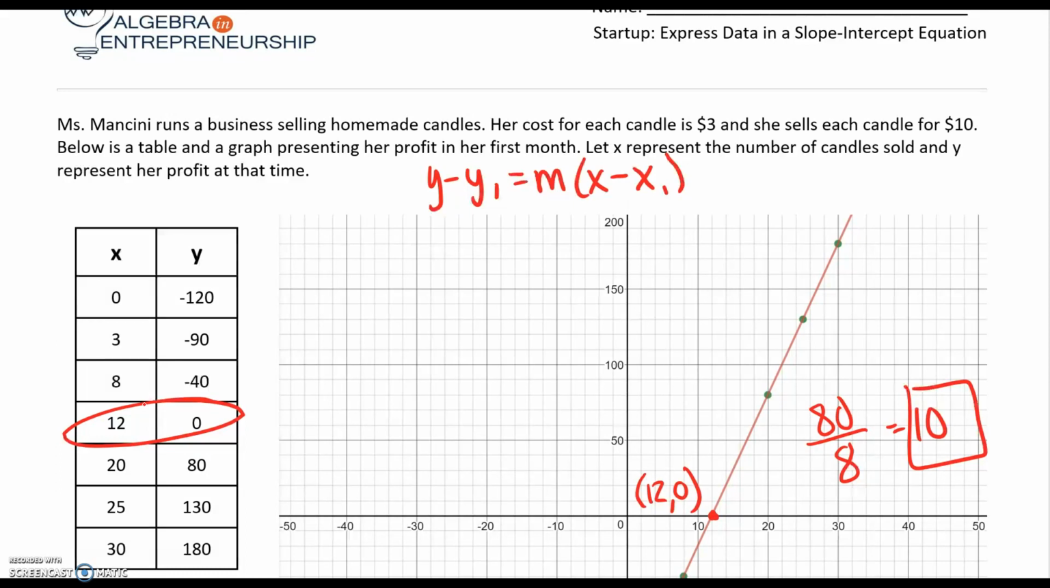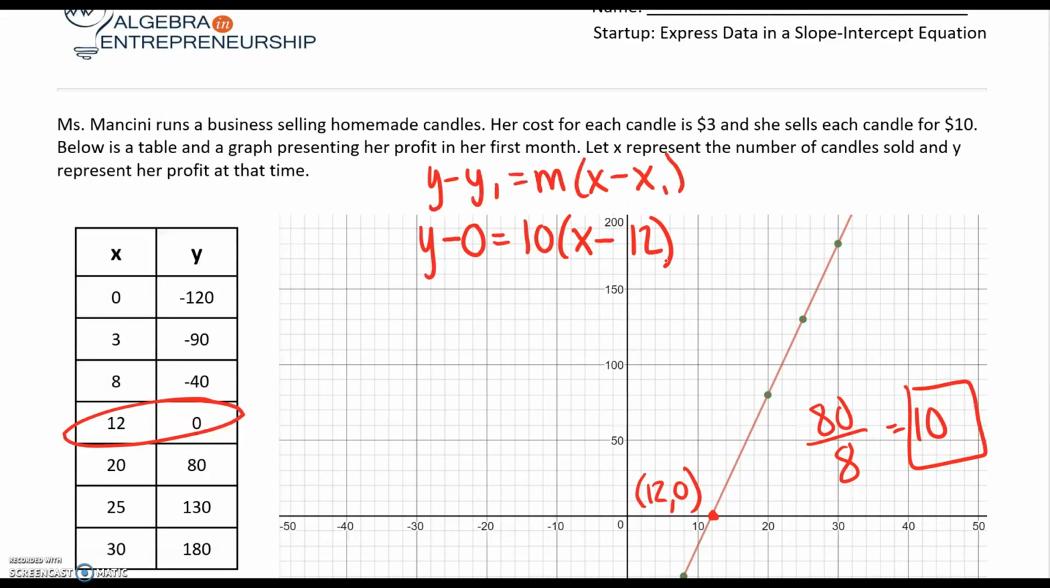I'm going to plug all those in and get it in point-slope form, and it's going to help us derive slope-intercept form. So I'm going to take y and subtract my y coordinate, which is 0, and that's equal to my slope, 10, times x minus your x coordinate, which is 12. That's an example of point-slope form.